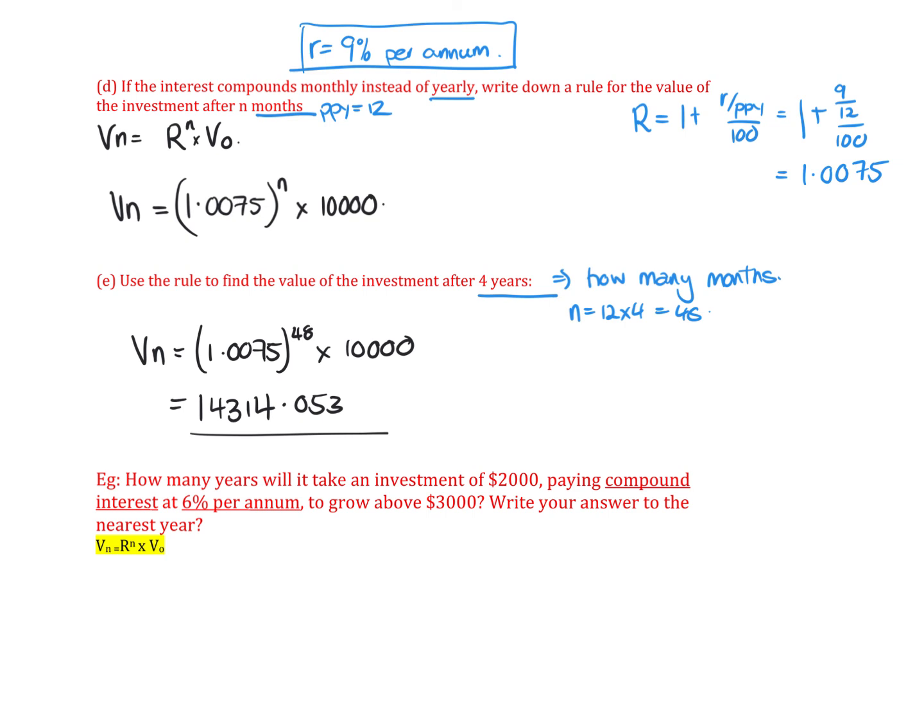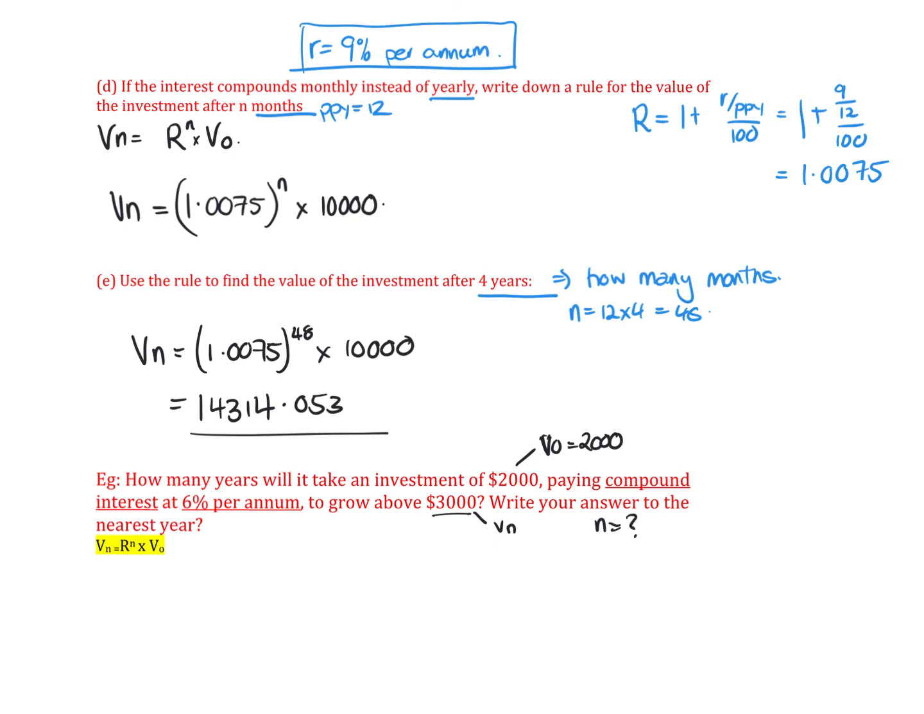Okay, so how many years will it take the investment of 2,000 paying compound interest of 6% per annum to grow to 3,000? Write your answer to the nearest year. So they've given you an nth term scenario. We want V0 to equal 2,000, and we want Vn to equal 3,000, and we want to know how long that'll take us.